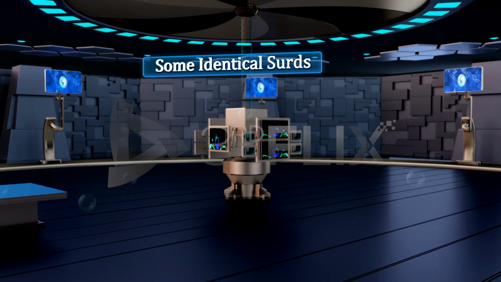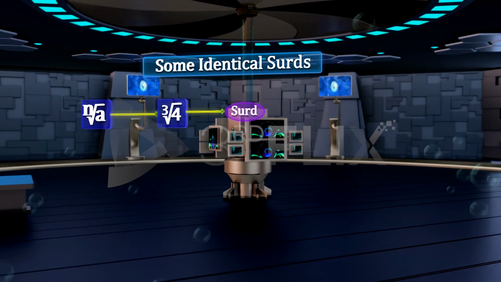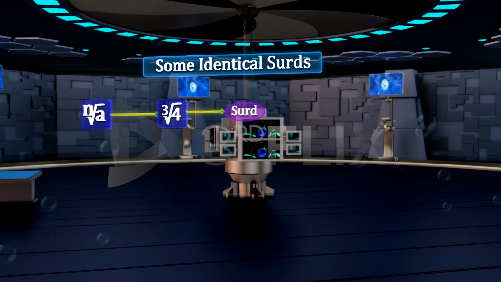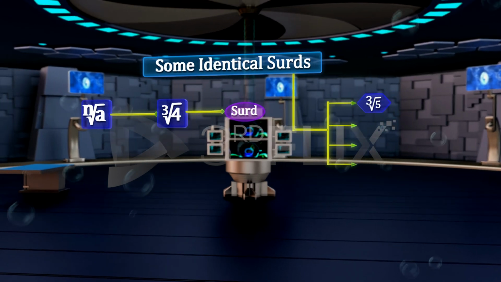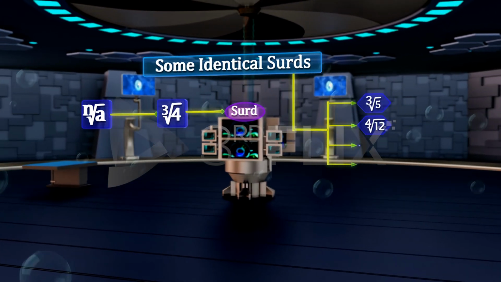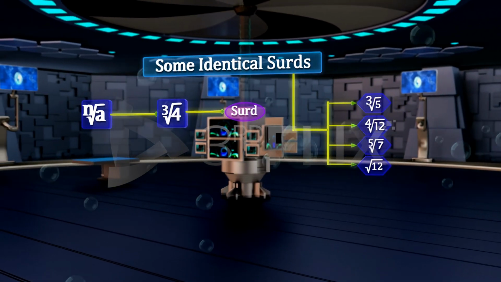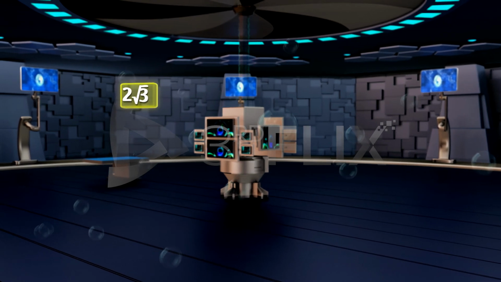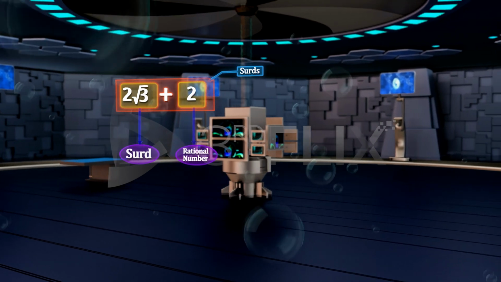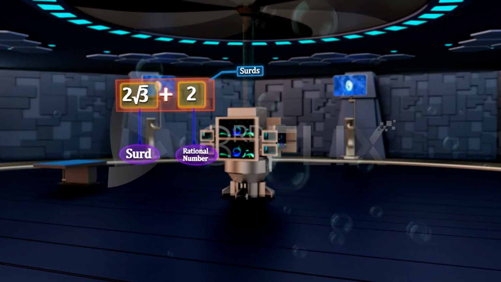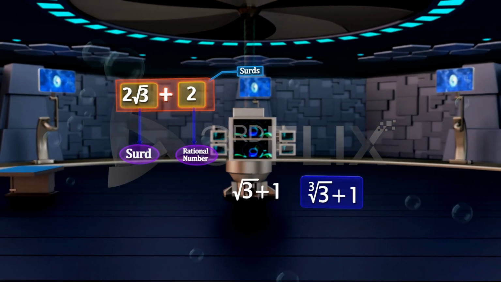Some identical surds. Cube root 4 is a surd as the radicand is a rational number. Similar examples: cube root 5, fourth root 12, fifth root 7, root 12, and so on. 2 root 3 plus 2 is a surd, as surd plus rational number will give a surd. Similar examples: root 3 plus 1, cube root 3 plus 1.